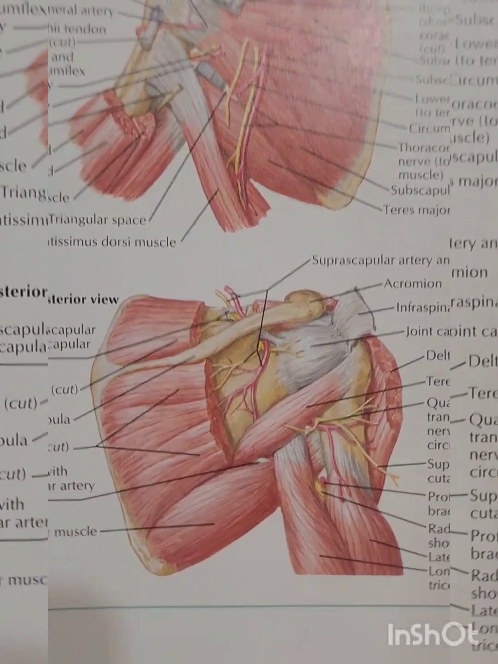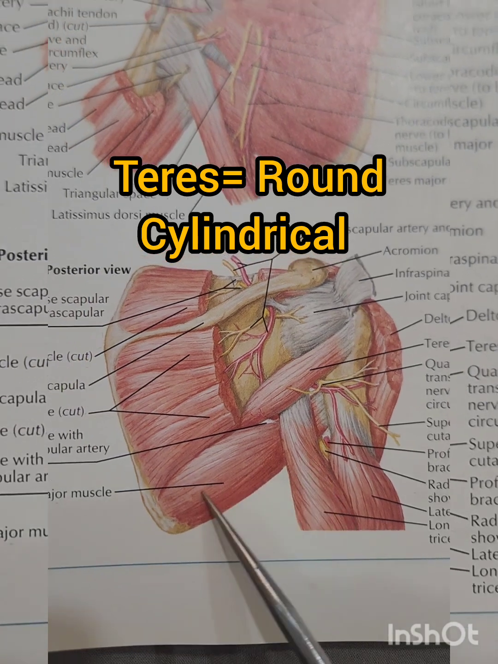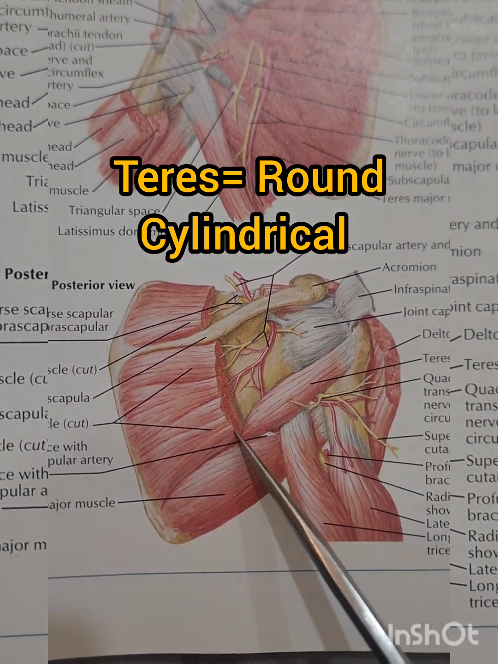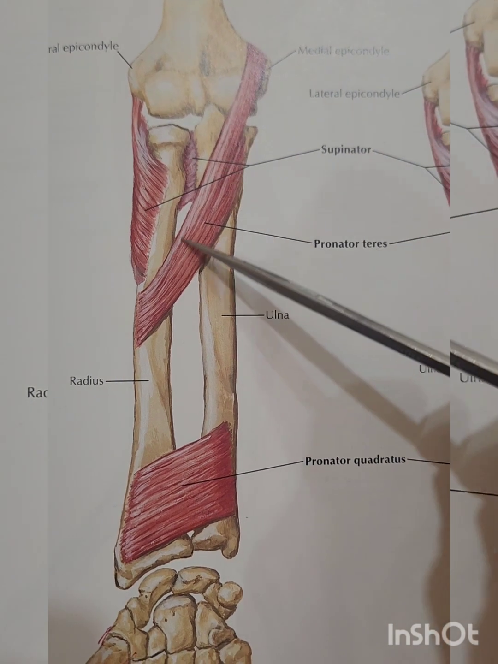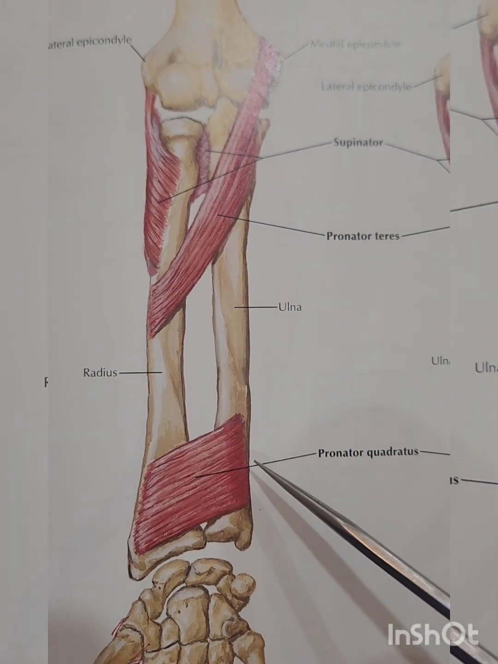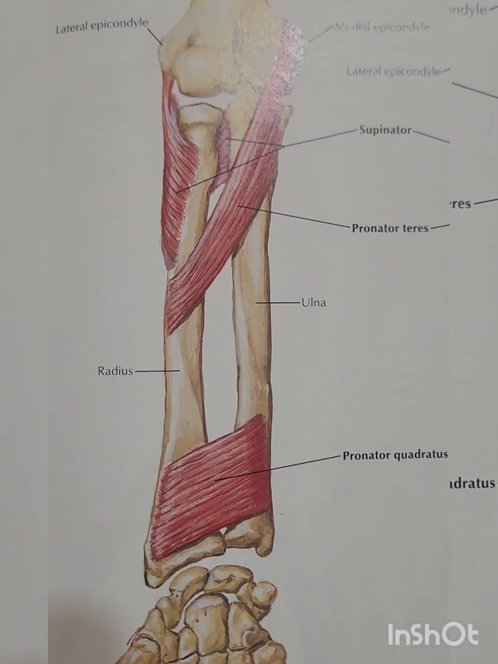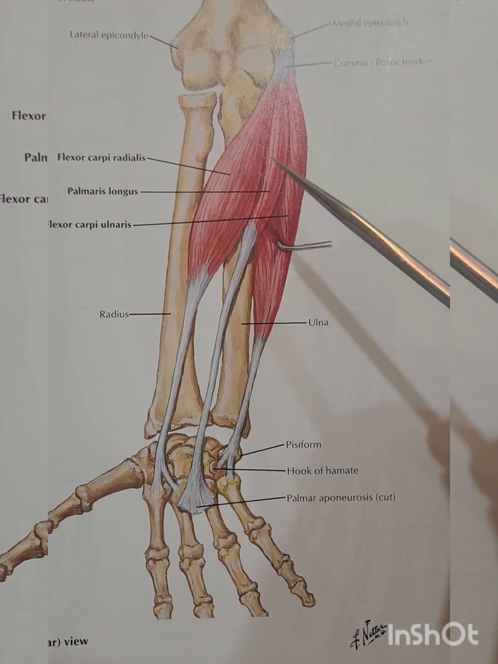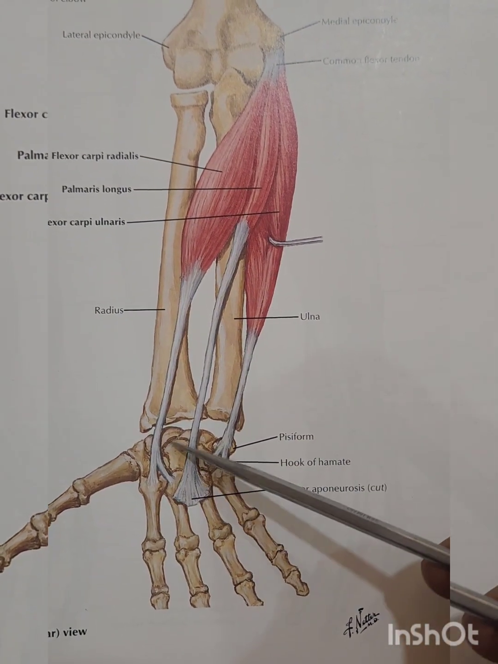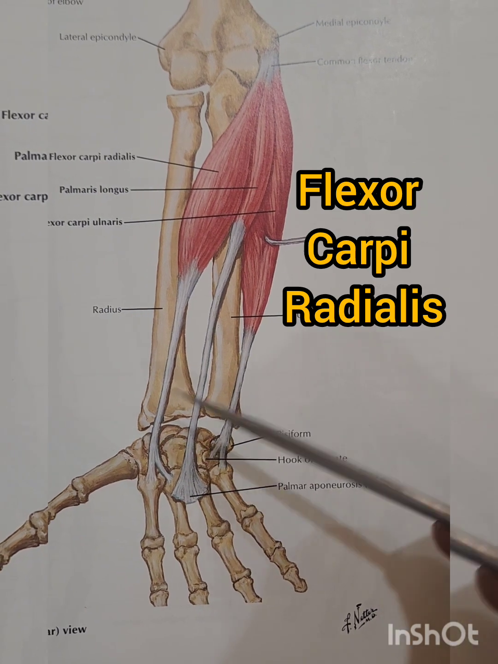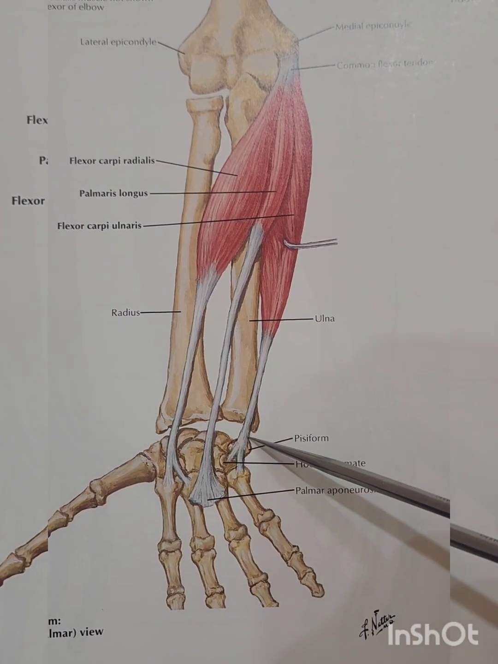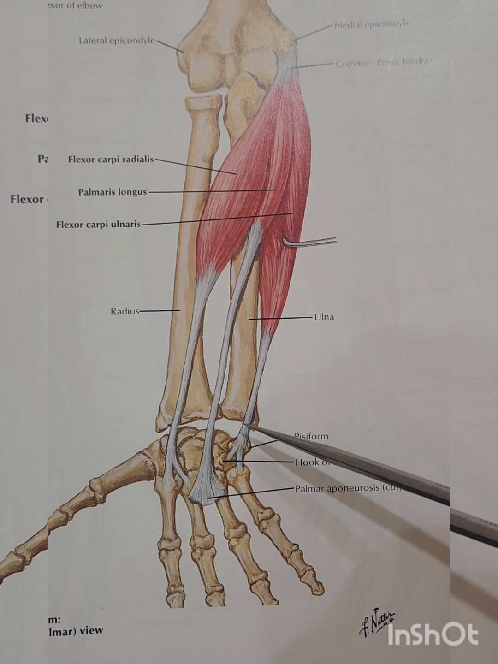The meaning of teres is round. Teres major, the round major, and teres minor. The muscle which pronates and is round in shape, pronator teres. The muscle which pronates and is quadrangular in shape, pronator quadratus. The muscle which flexes the wrist from the radial side is flexor carpi radialis. The muscle which flexes the wrist from the ulnar side, flexor carpi ulnaris.